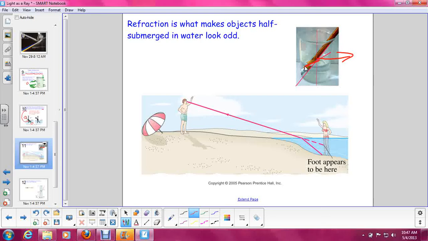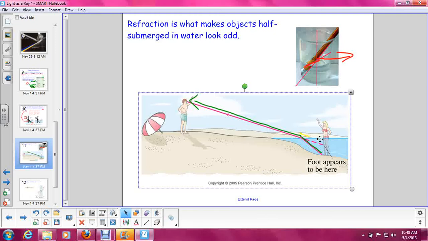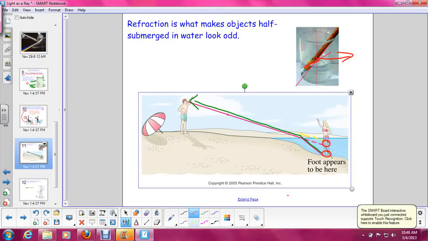This also happens if you're at the beach or at a pool and someone's standing in the shallow end. Their legs tend to look really fat and wide and short, and that's because the light speeds up as it leaves the water, so it bends away from the normal. What it appears to us is that the light is coming from somewhere over here instead of down here. So it looks like her feet are way up here by her waist, which is why her legs look really small.